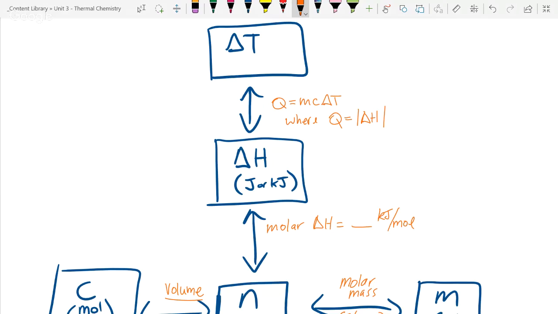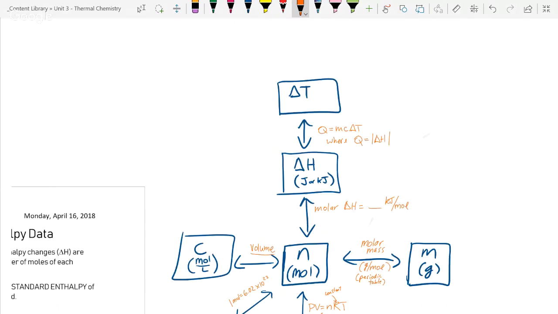Exothermic. Good. On the other hand, if delta H is positive, that means the energy inside those molecules is going up. Where is that energy coming from? The outside. It's going into the atoms. It's coming from the surroundings. What would I observe in the surrounding environment in that case? It's going to get colder. It's going to decrease in temperature. Good. And we call that endothermic. Okay.